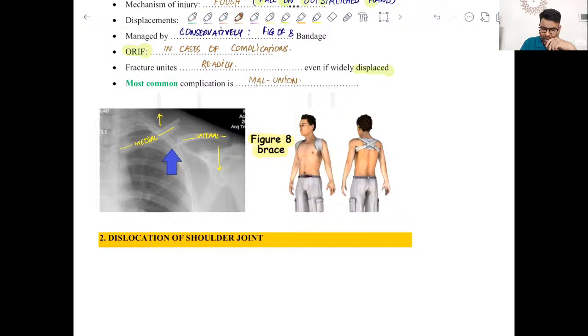So actually the word mal means bad. So here the union has occurred in a bad position, but it is of no concern because it does not cause any functional disability.